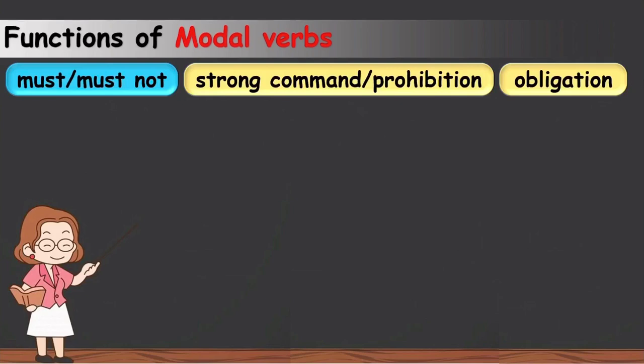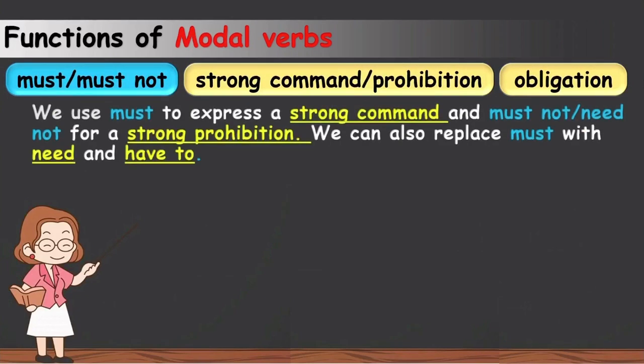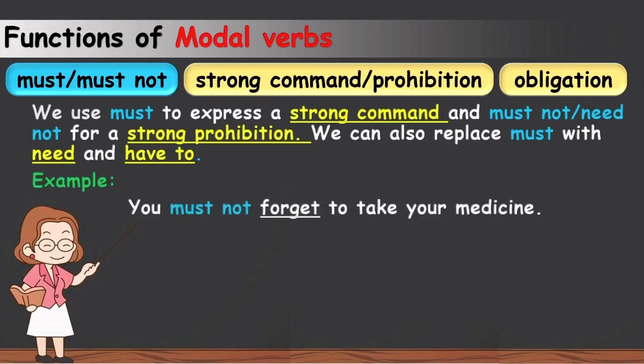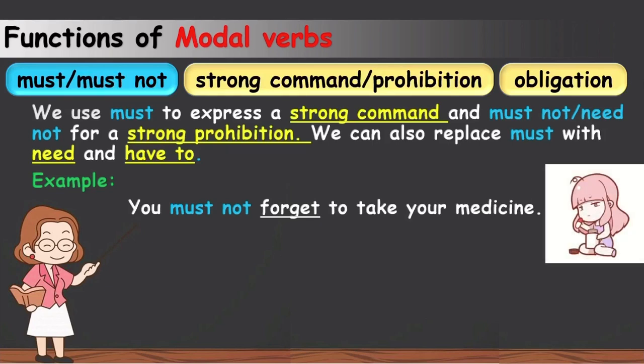Must or must not. We use must to express a strong command and must not or need not for a strong prohibition. We can also replace must with need and have to. Example, you must not forget to take your medicine.